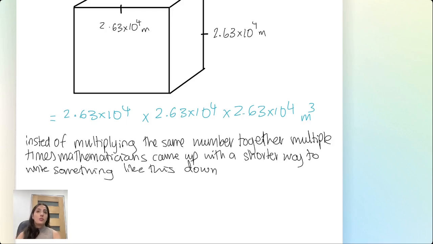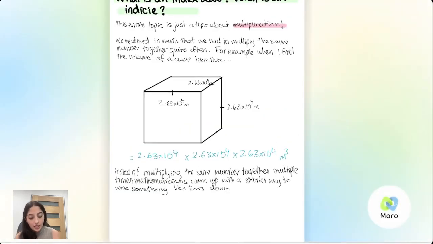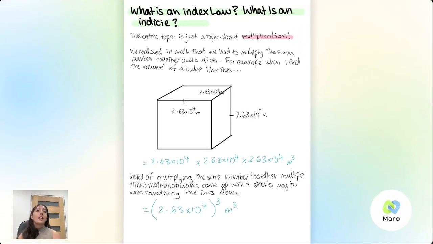And the shorter way, I'm sure you guys all know it, is to take the number you want to multiply. So I want to multiply 2.63 times 10 to the 4. I want to multiply that number by itself 3 times. So I'm just going to pop it into brackets, and I'm just going to put it to the power of 3. And that's the same thing as multiplying it by itself 3 times. So what are indices? It's just what I like to call a shorthand way. When I say shorthand, that just means a shorter way to write multiplication of the same number. That's it. That is all indices are.